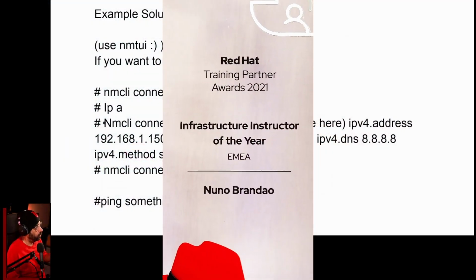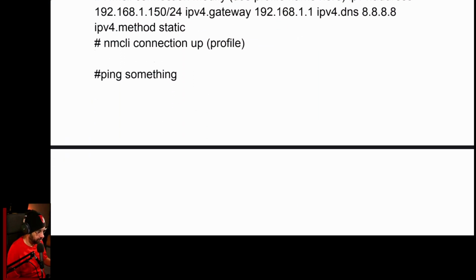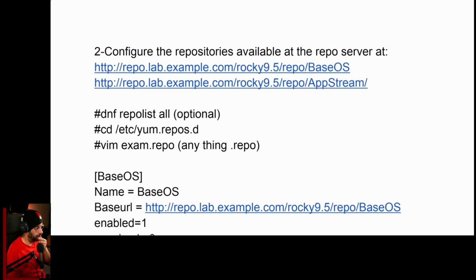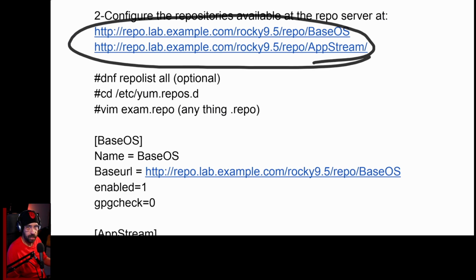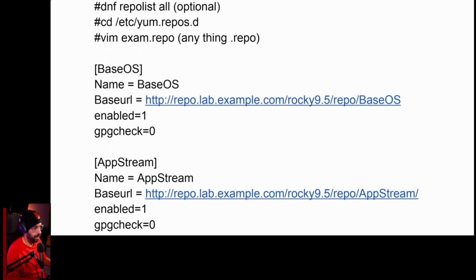Okay. So we have sorted the network. Let's go to the next one. Configured repositories are available at the repo server at blah, blah. Which repo server you are going to use depends on the exam, but they will give you this information. In my case, this is going to be my own local repos, but that doesn't matter. They're going to give you the URLs. You just need to configure the repos and make them work.